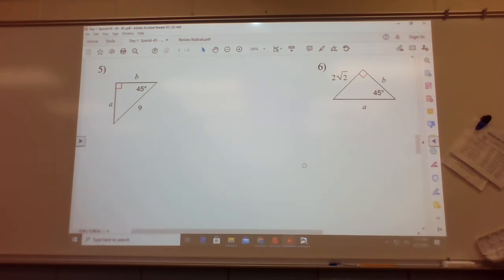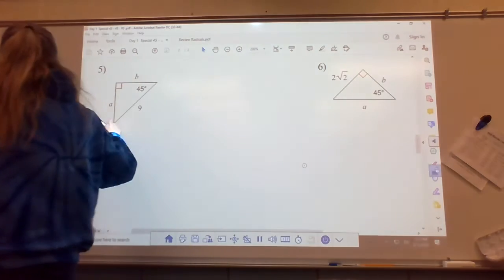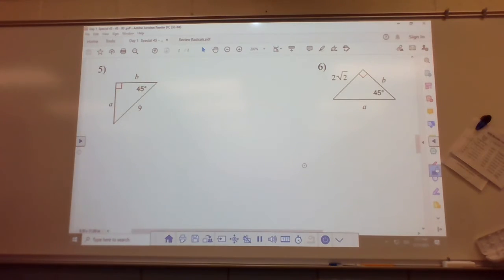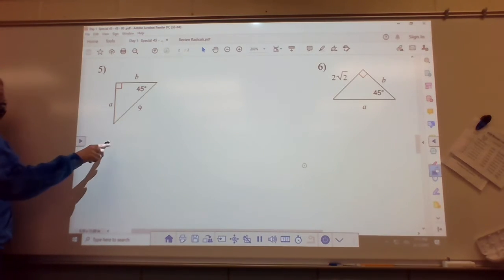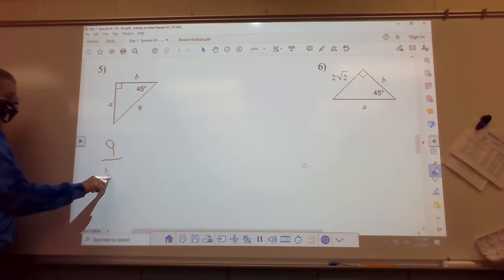Number 5 is a whole lot like number 4. A whole lot. The 9, what spot is it in? It's the hypotenuse. So that means I got to go to a leg. How do I go to a leg? Divide by radical 2. Divide by radical 2.